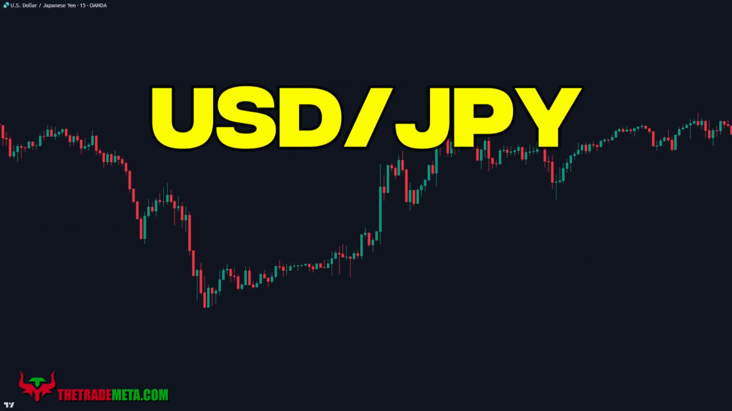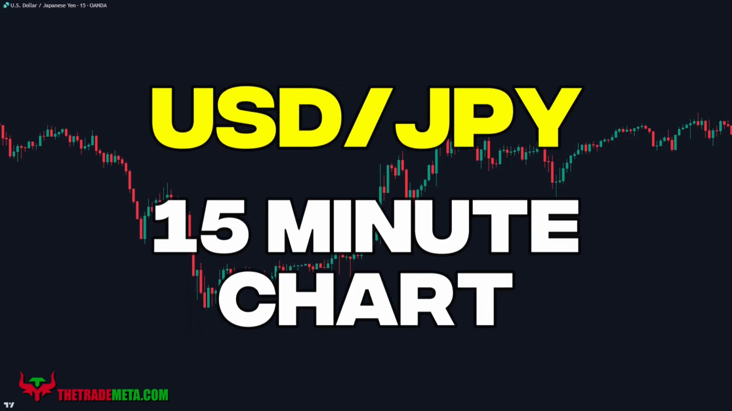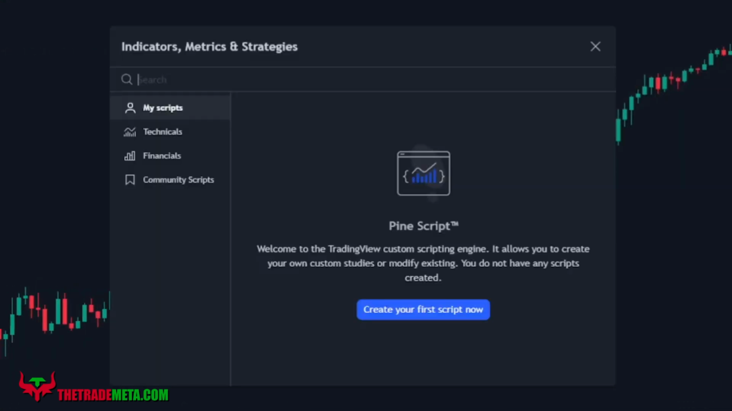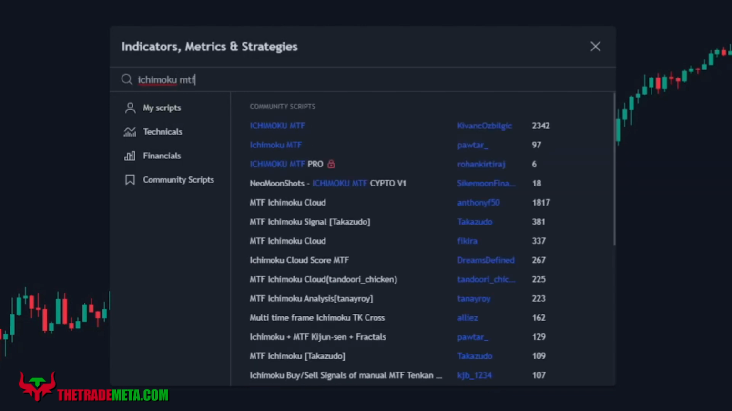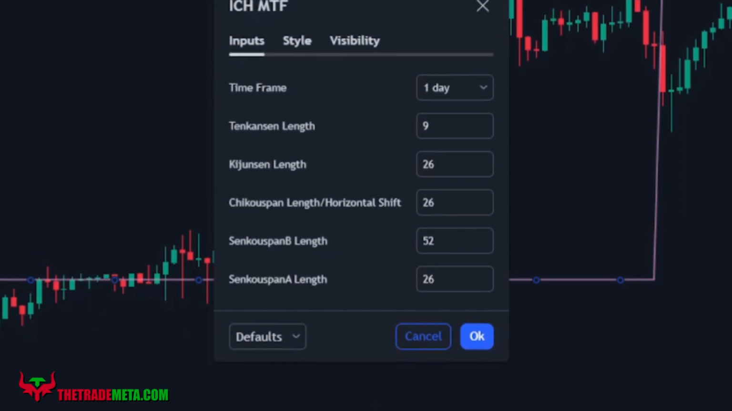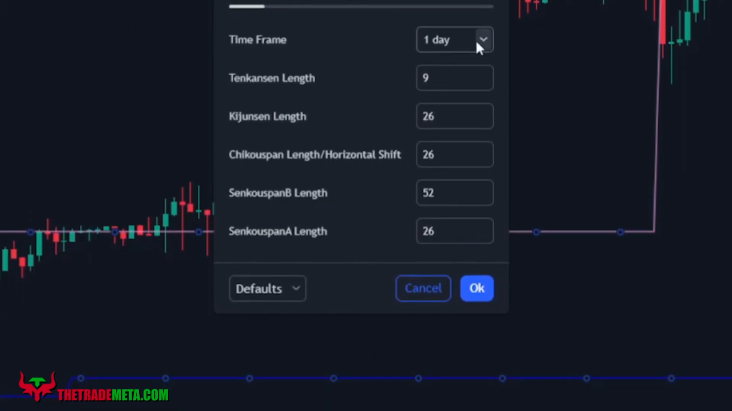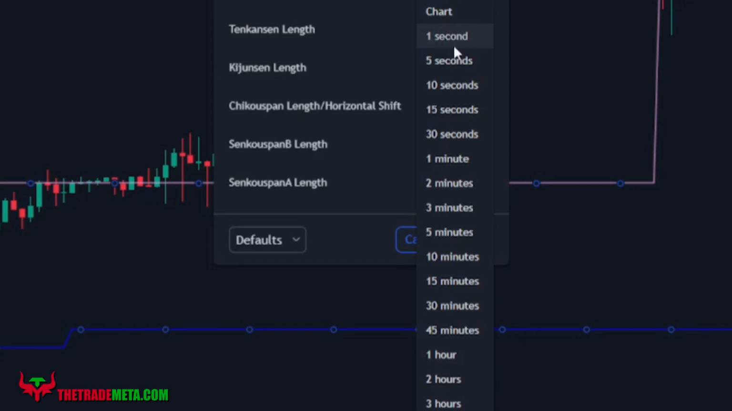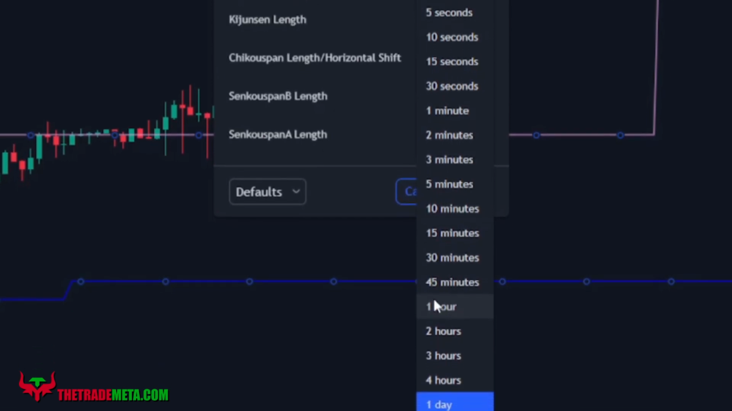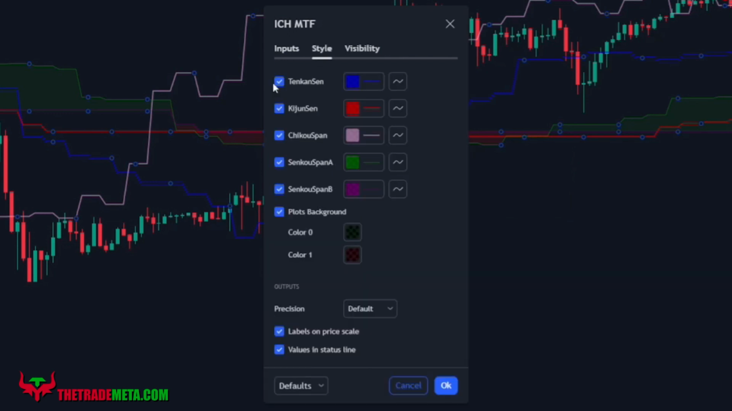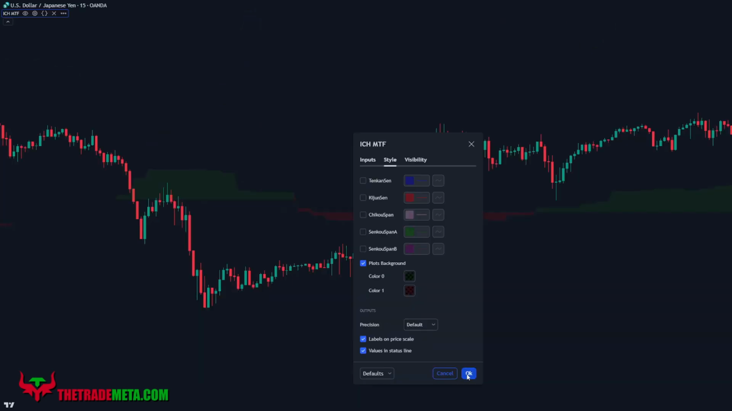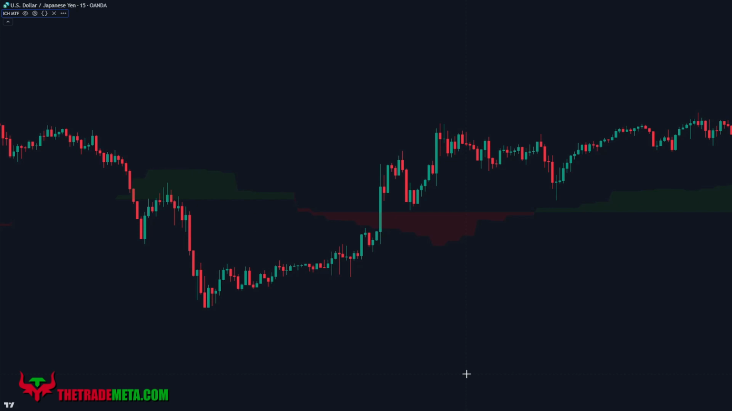We're on the US dollar versus the Japanese yen on the 15-minute chart. We're going to use 3 different indicators for this strategy. Go on TradingView and in the Indicators section type in Ichimoku MTF, this one by Kivan Kozbilgik. Go to Settings and under Inputs, we're going to set the time frame 2 units ahead of our trading time frame. Since we're on the 15-minute chart, we're going to set it to 1 hour. And under the Style tab, we're going to uncheck all 5 of these lines. This indicator will act as our long-term trend filter.